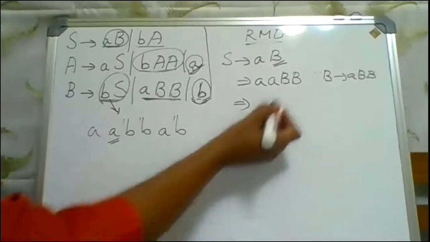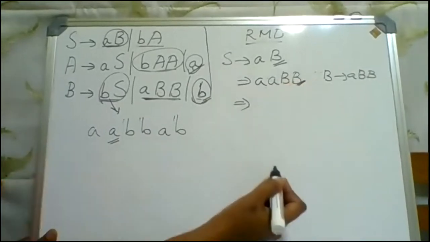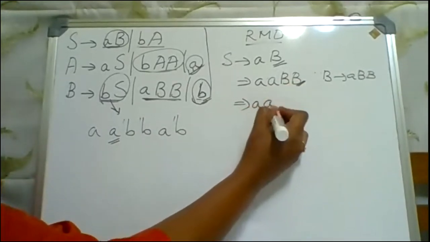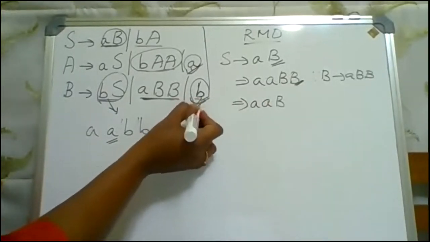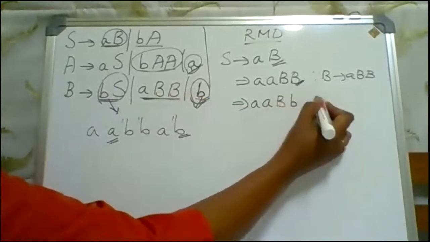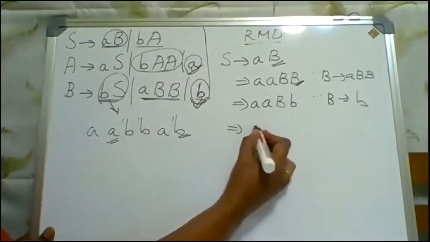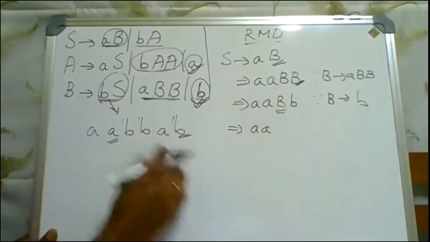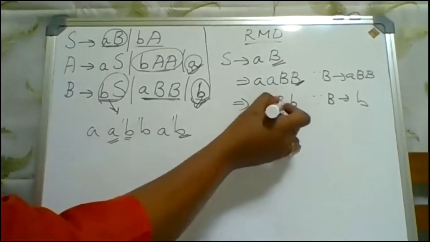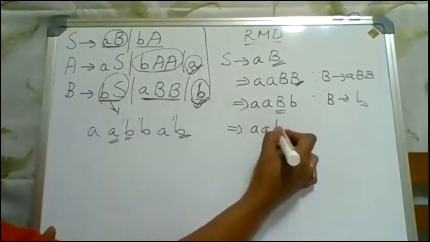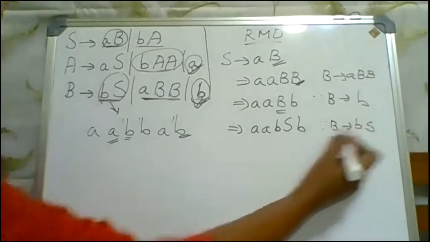In the next step, we need to replace the rightmost variable. Here two B's are there, and this B is the rightmost variable. So we are going to replace that B with any of the productions. Since we need to get B, we can choose this production B deriving B. Again, in the next step, this B should be replaced. Since the third symbol is B, we can replace this B with BS, where B is replaced with BS.